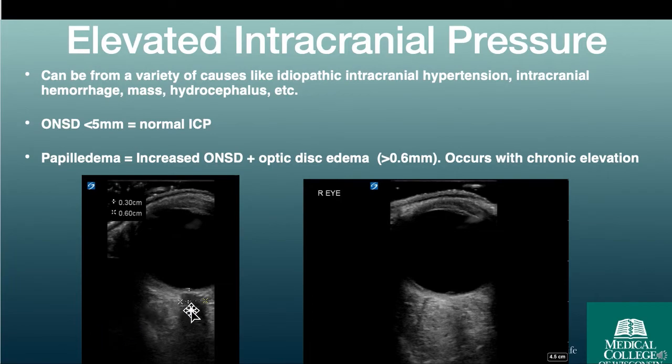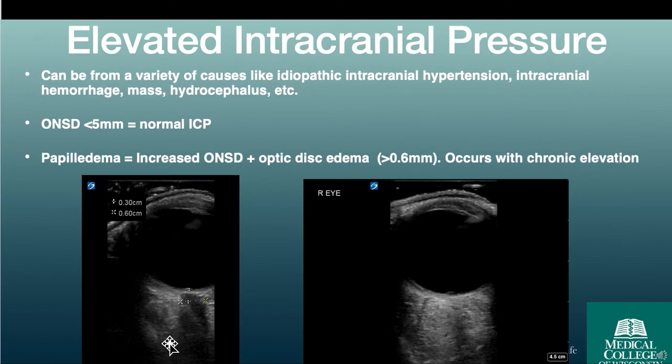You're going to want to look at this part right in here where that optic nerve sheath attaches to the retina. You're going to want to measure 3 millimeters back and right across here from the outermost lateral borders of the sheath from one side to the other. What you're looking for there is a measurement of less than 5 millimeters.